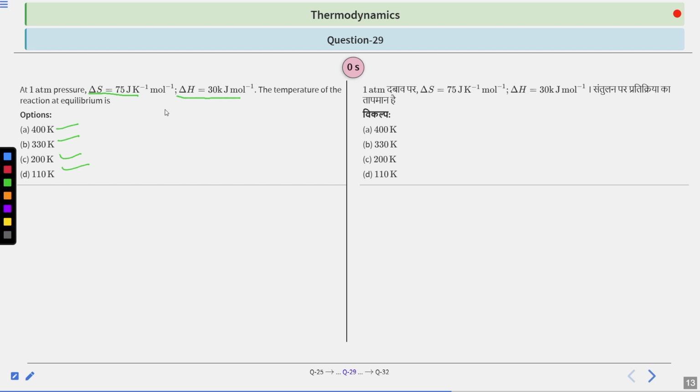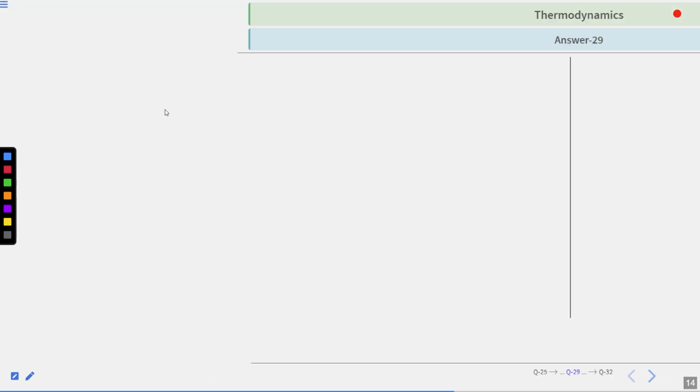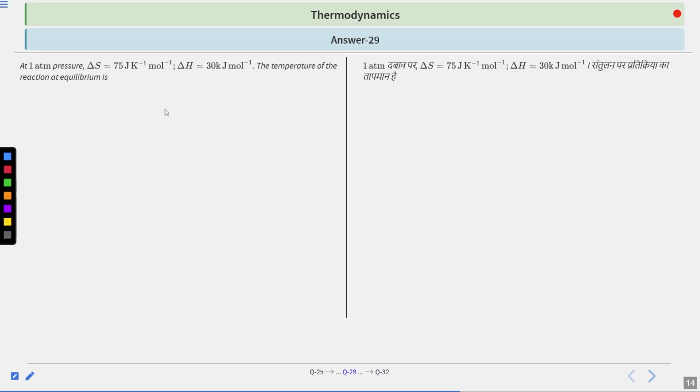Okay, so moving on to the solution. So this was a question again. You are given delta S and delta H. Look at the units. The unit can cause chaos here. So the unit is kilojoules, so I'll convert this into joule. So we have to look at the temperature of the reaction at its equilibrium. For those who have solved, the correct answer is A.